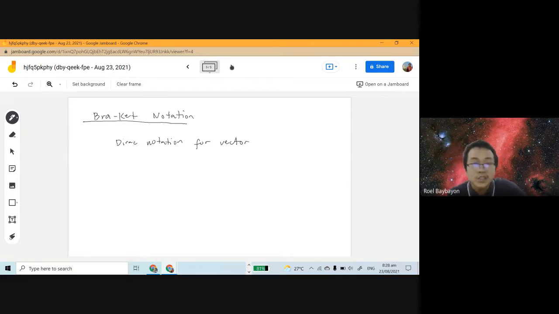So recall, si vector kay pwede na ko siya isulat as A1, A2, and A3. Tama ba? So si vector A can be written in terms of its components as A1, A2, and A3. Or you can write A1 E1 plus A2 E2 plus, in 3 dimension, A3 E3. This is the notation for a vector.